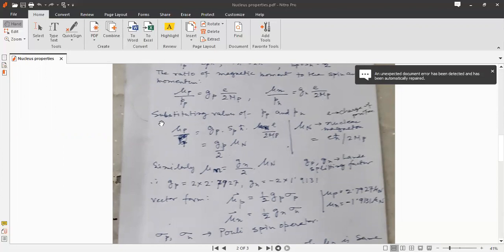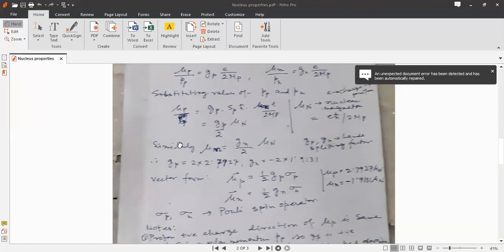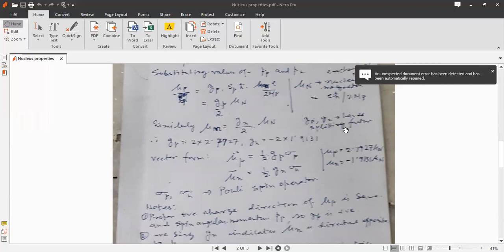which we discussed earlier in the context of our discussion of the deuteron. So from these two expressions we can write μ_p as g_p by 2 μ_N times σ, and similarly for the neutron you get g_n by 2 times the nuclear magneton. And here you see I have written this g_p and g_n, the Landé splitting factor, which is a very important quantity.